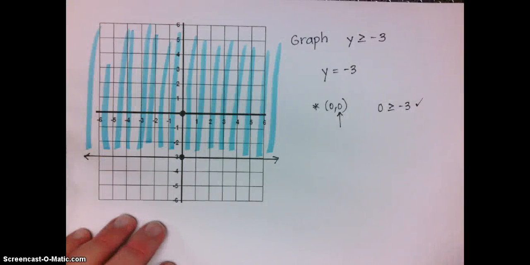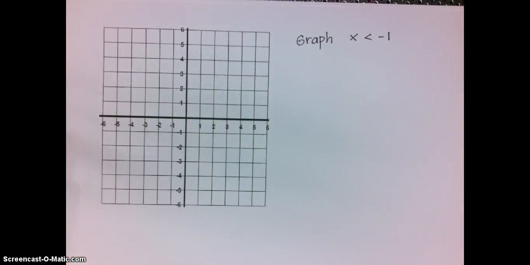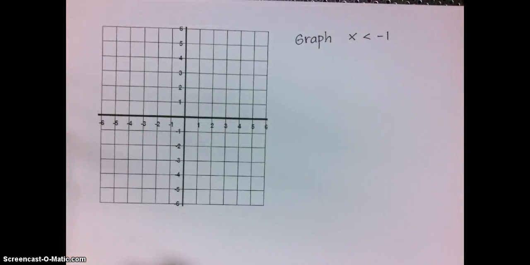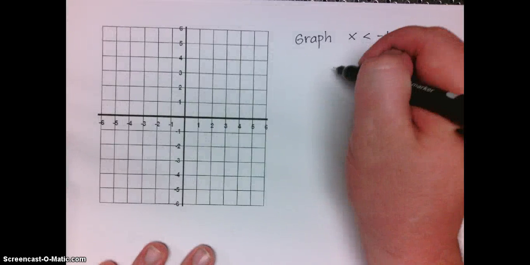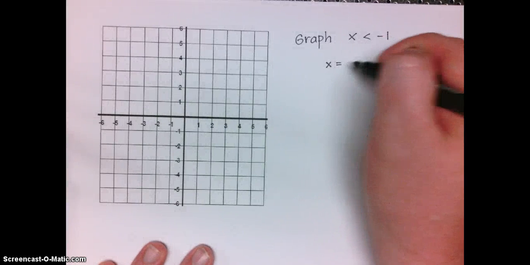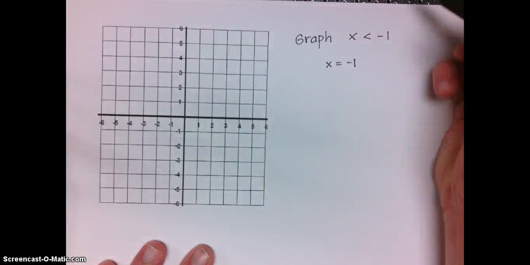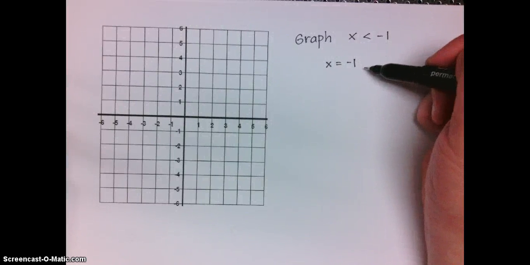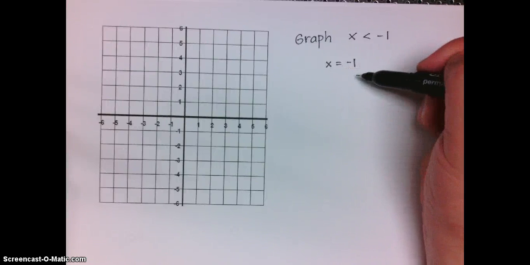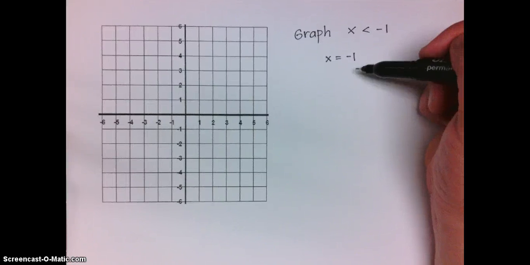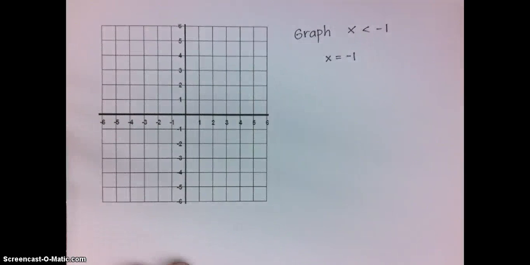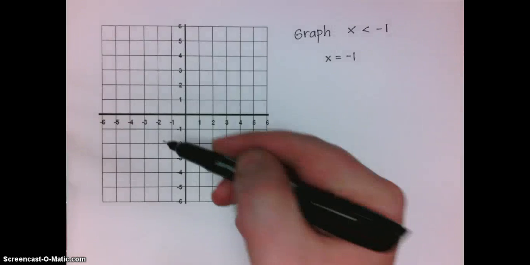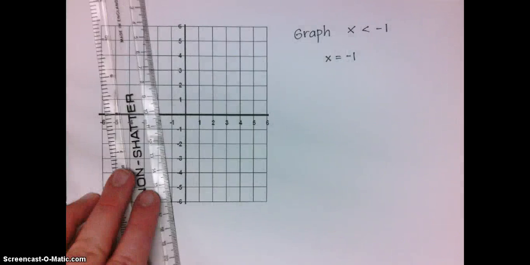So why don't we do one more? The last one is x is less than -1. All right, so if you recall, this is very similar to x is equal to -1. And we know that when it's x is equal to a number, that this is actually going to be a vertical line, and it's going to be crossing the x-axis at -1.